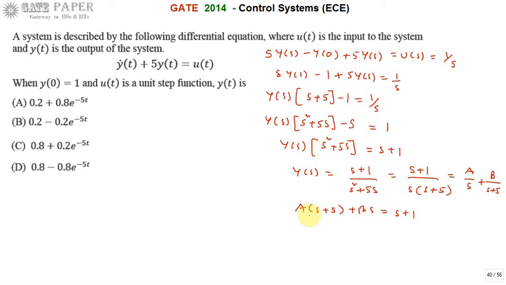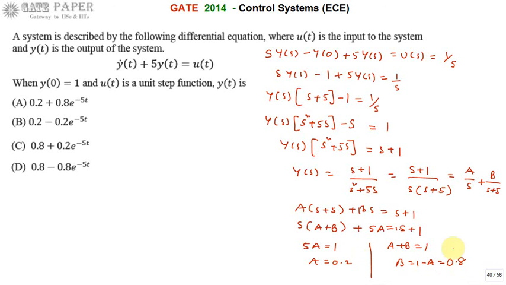Now equate the coefficients of the s term and the constant terms. So this will be s times (A plus B) plus 5A is equal to s plus 1. First equate the constant terms: 5A is equal to 1, so A is equal to 0.2. And equating the coefficients of s, A plus B is equal to 1. So B is equal to 1 minus A, 1 minus 0.2, which is nothing but 0.8. The A value is 0.2, the B value is 0.8.